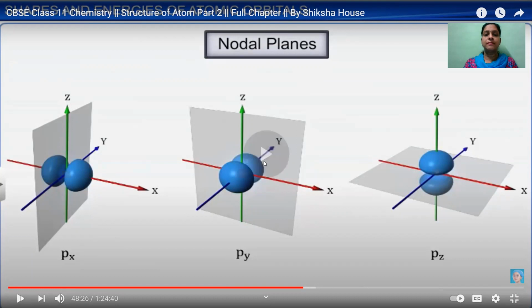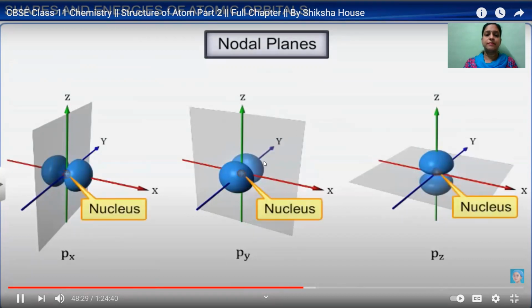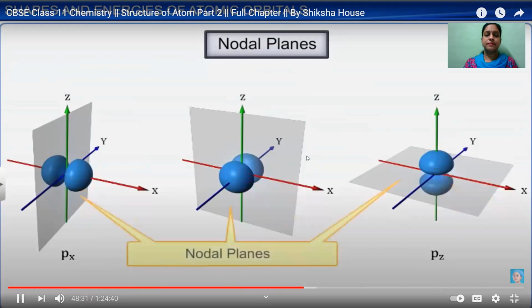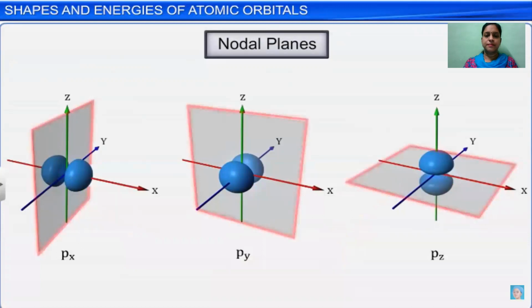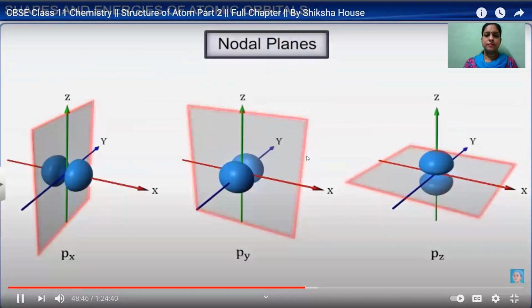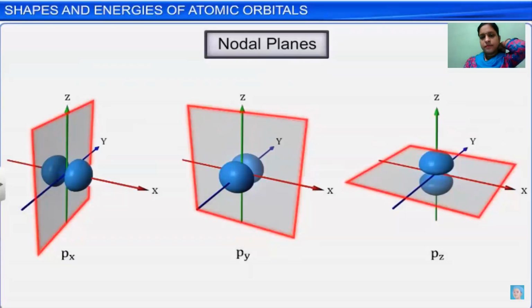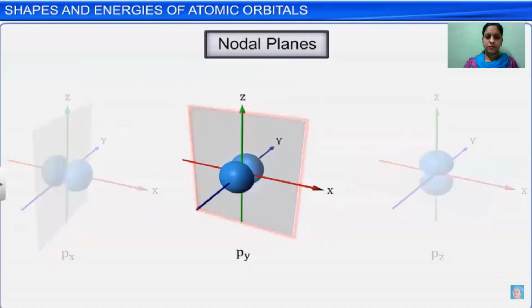Number of nodal planes for a p-orbital is 1. That is, the plane which passes through the origin at which the probability of finding an electron is 0 is called a nodal plane. For example, the nodal plane for py orbital lies along xz plane. Nodal plane is also called angular node, and number of angular nodes for a p orbital is equal to the value of azimuthal quantum number L.